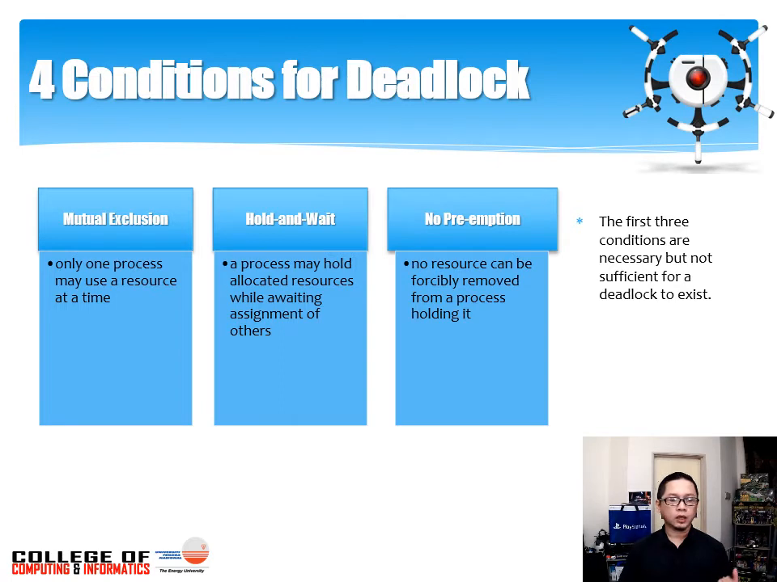Now, if you have these three conditions, you still will not actually have a deadlock. Because why? You can still have mutual exclusion, you can still have hold and wait, you can still have no preemption. It means that as long as a process is holding a resource, it cannot be forcibly removed. But if it doesn't have the fourth condition, then deadlock will still not happen. So what is the fourth condition?